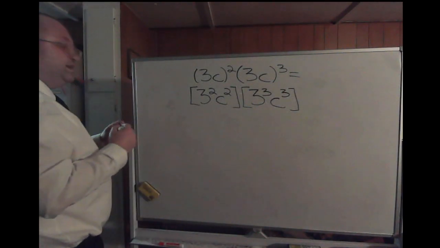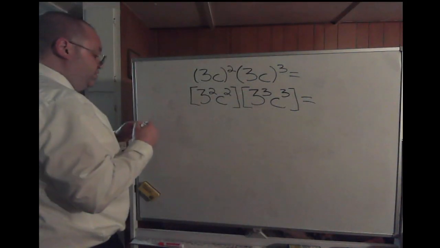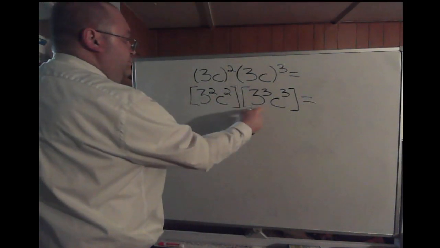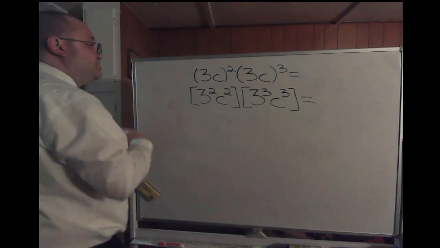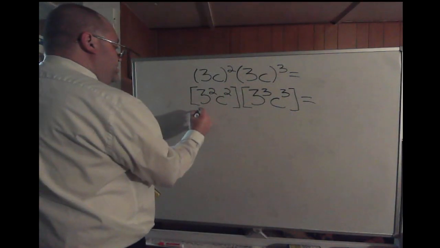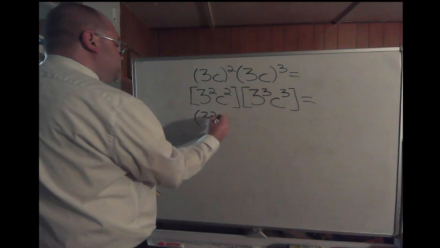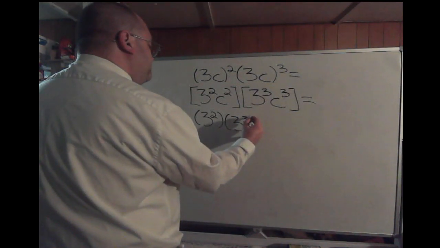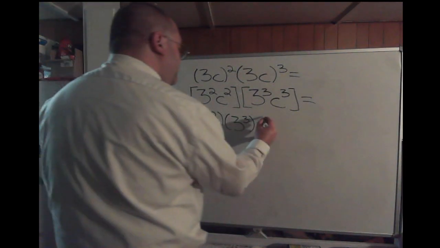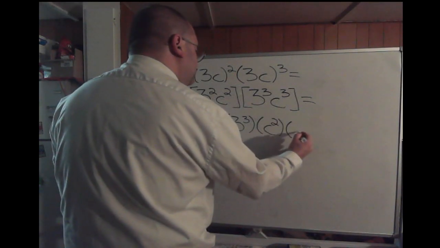Now the best thing you can do next, because you can only multiply like terms, the same base. They have to be the same base. So you're going to end up having 3 to the second times the quantity of 3 to the third. Then you'll have that times c to the second times c to the third.